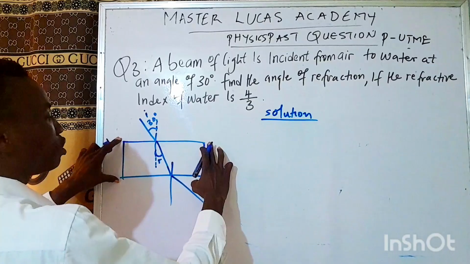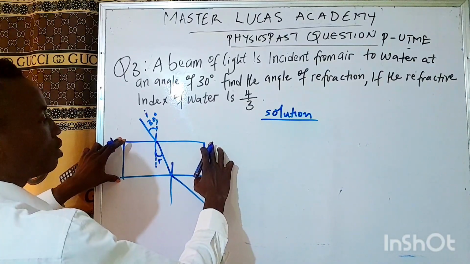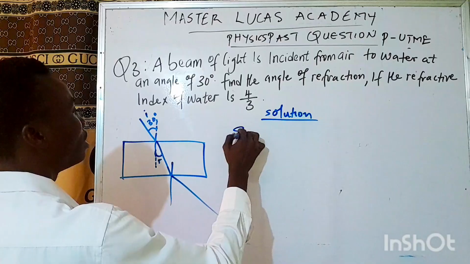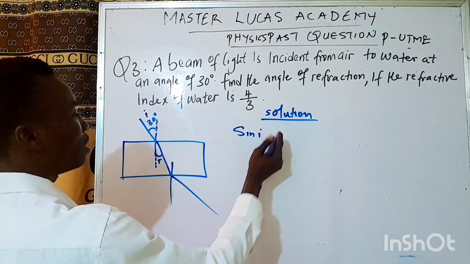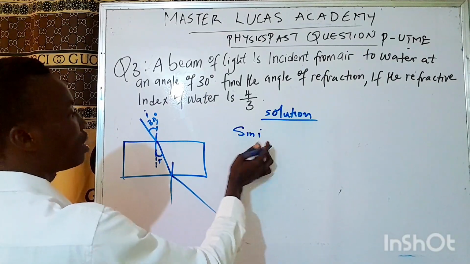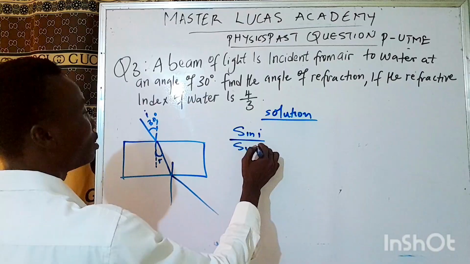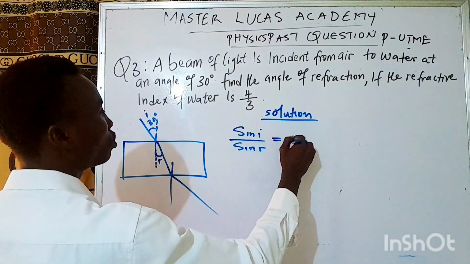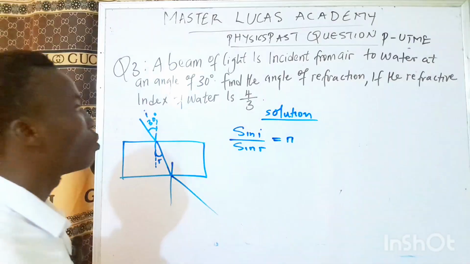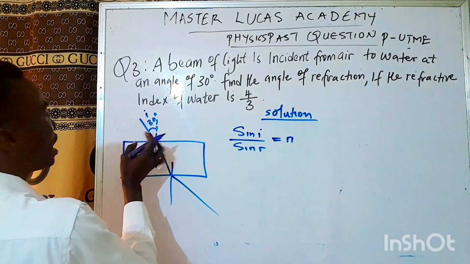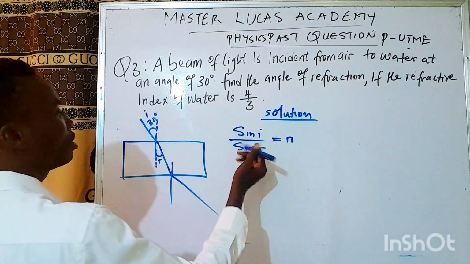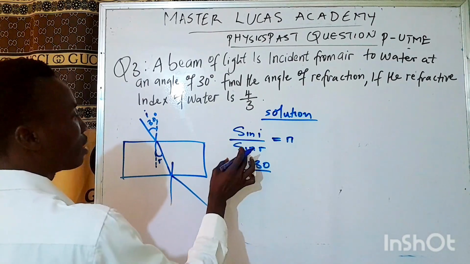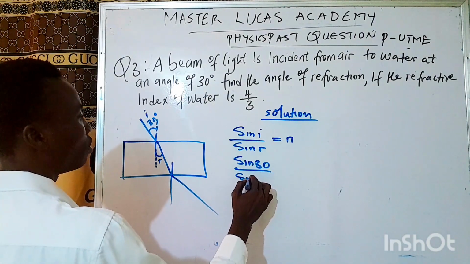Since it is passing through what we call the prism in this place, the formula we are going to use here is sine i, which is the angle of incidence, over sine r, which is the angle of refraction, equals n. That is the formula we are going to use. So the sine i, from the incident ray, is given to be 30. That is sine 30 over sine r. That is what we are looking for.